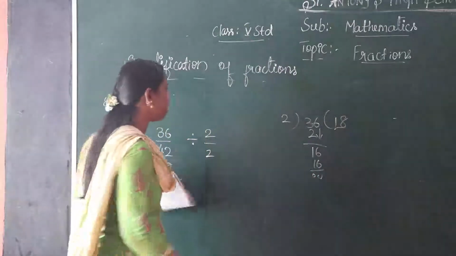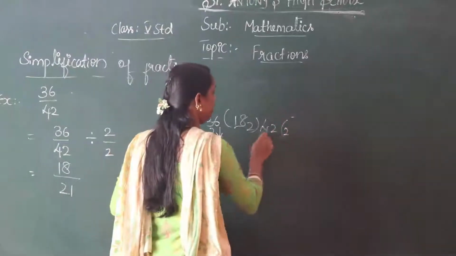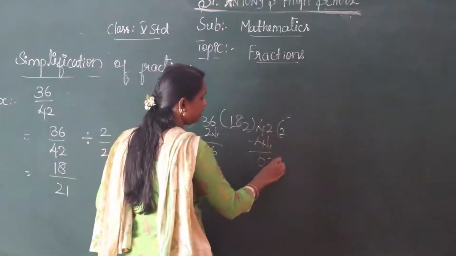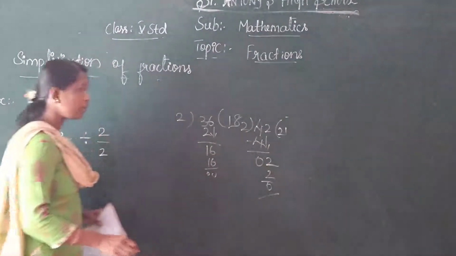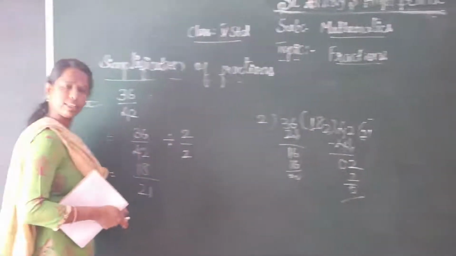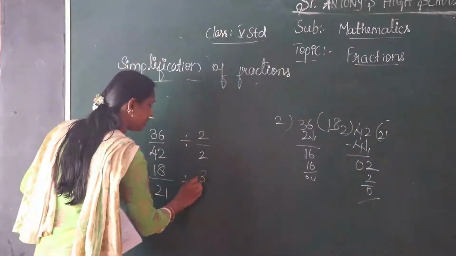And then for 42, same method. 2 2s are 4. 4 minus 4, 0. You get 2 down. So 2 1s are 2. You get the remainder 0. The quotient is 21. So 18/21 is not the lowest form. Okay. Again, we have to divide by 3.